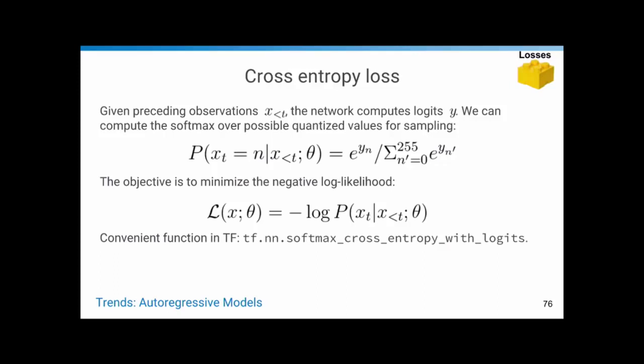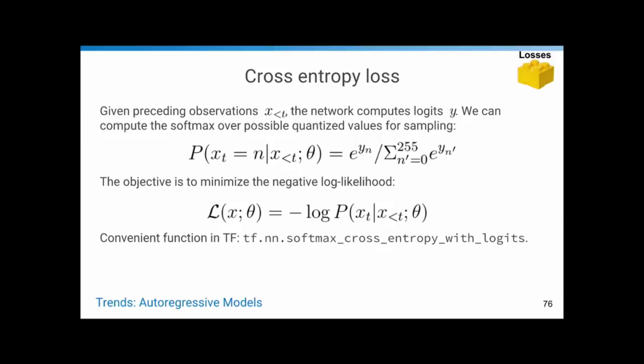So how do you train these things? The simplest thing that you can do in terms of a loss is cross-entropy loss. Given the preceding observations at previous time steps, you compute logits over y, and these will be used to compute the probability of the intensity value being in one of each of the possible quantized values. You can do a softmax to normalize these, and then the objective is the negative log likelihood. In TensorFlow, there's a useful function, softmax cross-entropy with logits. This is the simplest thing you can do.